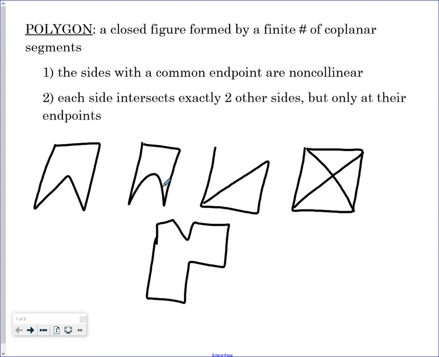So here's the super formal definition. A polygon is a closed figure formed by a finite number of coplanar segments. So, the sides with a common endpoint are non-collinear. Each side intersects exactly two other sides, but only at their endpoints. That's a really fancy way of saying these things you're going to add. You're going to add this to it. You're going to say the sides are closed.